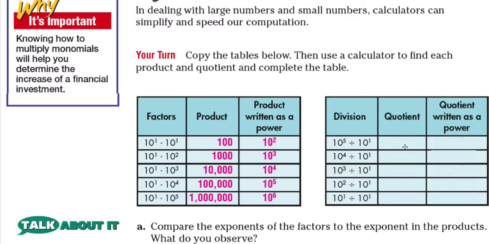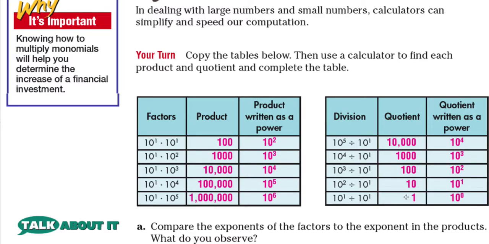And if I do division using my calculator, 10 to the fifth power divided by 10 to the first power, the quotient would be 10,000, or 10 to the fourth power. This will be 10 to the fourth divided by 10 to the first, 1,000, 10 to the third power. This will be 100, 10 to the second power. This will be 10, or simply 10 to the first power. And this is 1, because 10 over 10 is 1, or 10 to the 0 power.